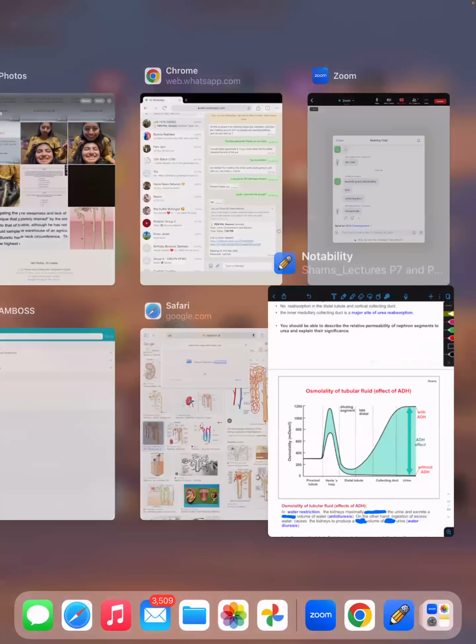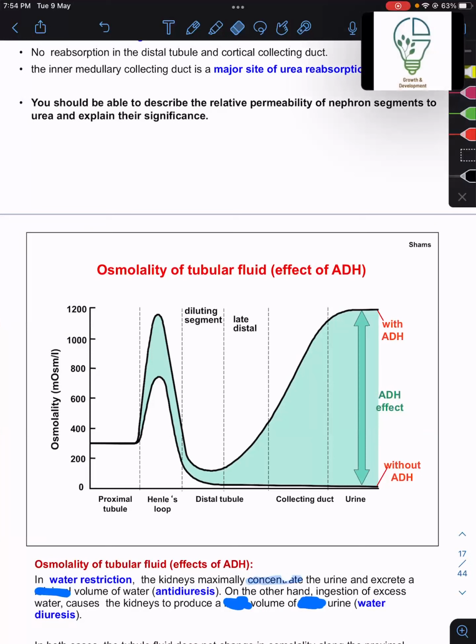Concentrate, good. It's going to concentrate the urine, and that should make sense to you because if I concentrate the urine, I'm losing less water. And in cases of water restriction, my body's already low on water. So I want to be reabsorbing the water. And if I'm reabsorbing the water, that's going to concentrate the urine. Okay, and that's going to excrete a blank volume of water. Is that going to be a high volume of water or a low volume of water in cases of water restriction?